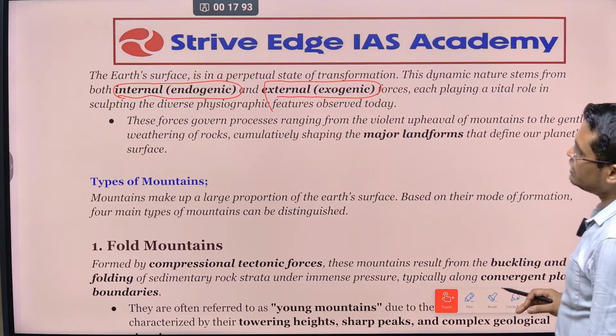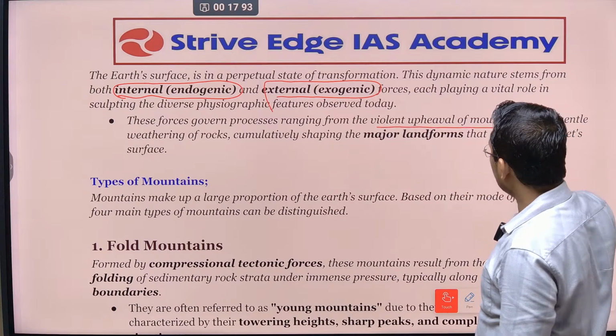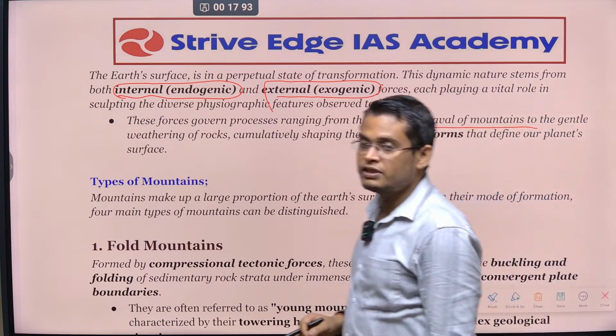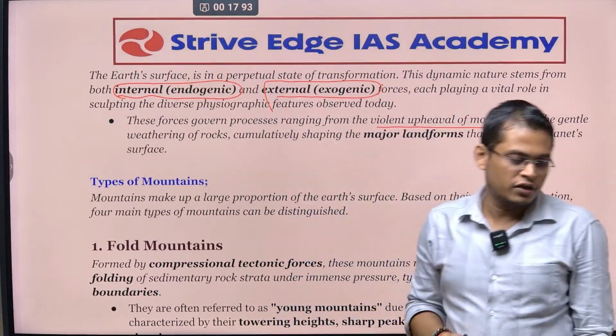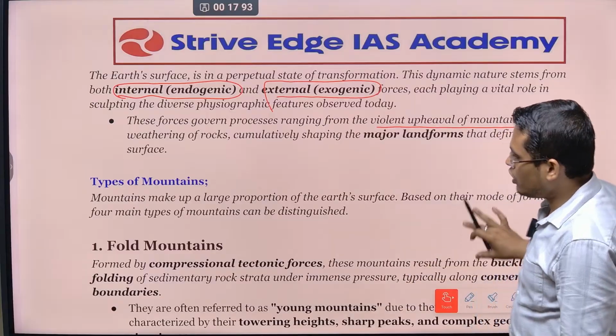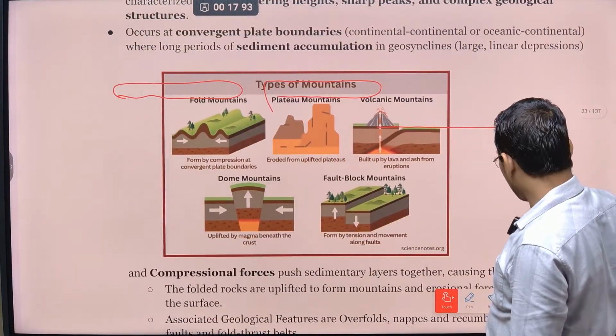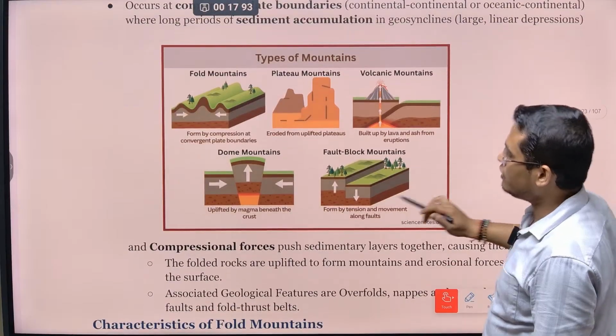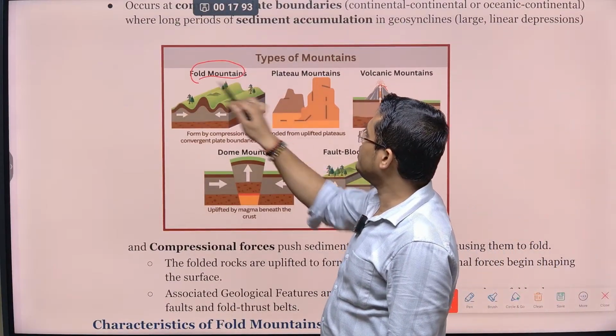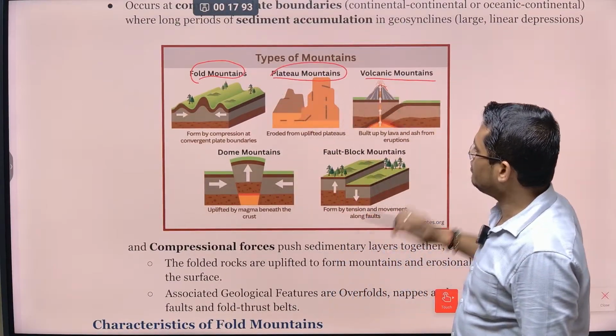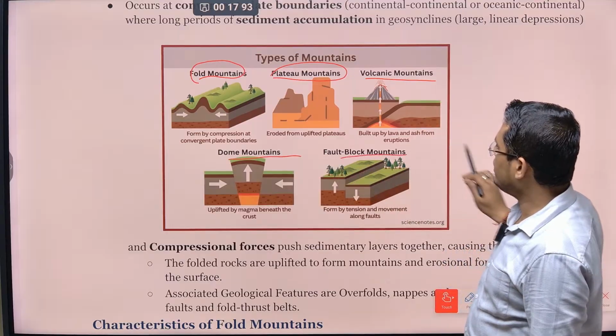So these processes range from violent mountain formation, sometimes also responsible for earthquake, volcanism, and a lot of other activities. Here we are going to see about the different types of mountains that we have found on the surface of earth. Already we have discussed fold mountain, plateau mountain, volcanic mountain, dome mountain, and fault block mountain.